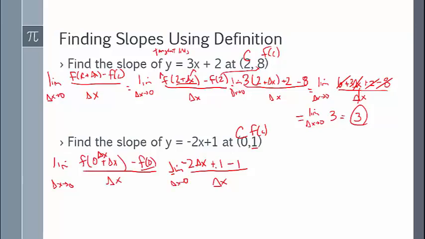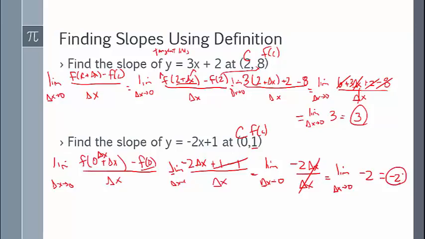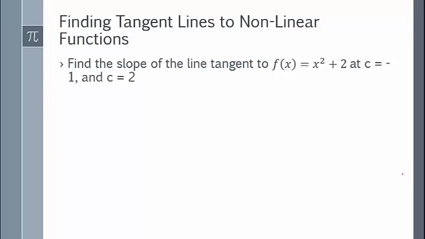Well, look, plus 1 minus 1 cancels, so I'm left with the limit as delta x approaches 0 of negative 2 delta x over delta x. The delta x's cancel out, so I get the limit as delta x approaches 0 of just negative 2, and that is also negative 2 because it's a constant. Okay, when they're linear like this, it's pretty straightforward. But now let's look at what happens when they're not linear.